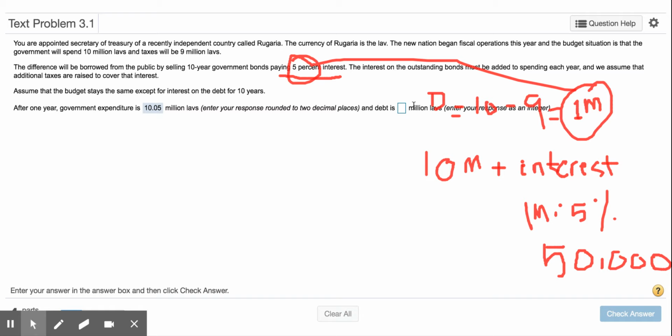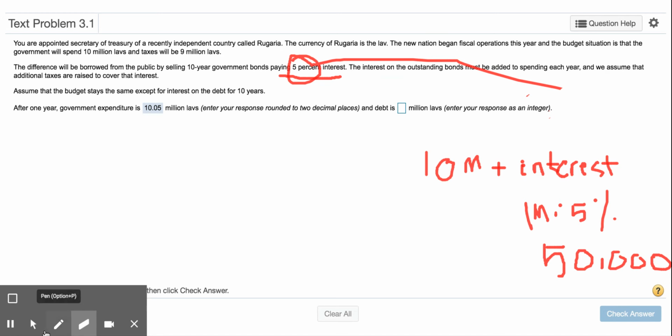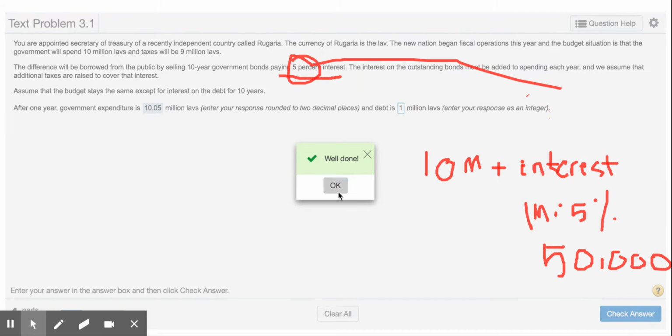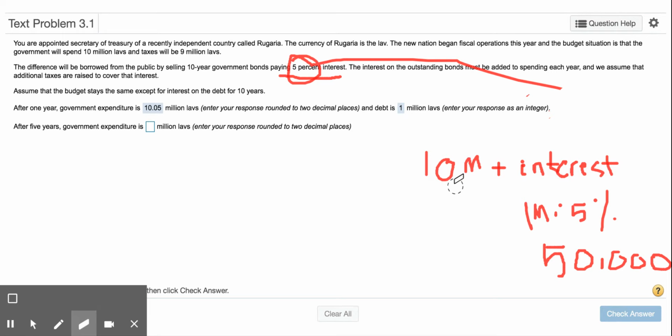Now, how about debt? So debt in the first year should be 1 million, right? That's the amount of deficit. So we can think of debt as the stock. You just add up the deficits. So it should be 1 million in this case.